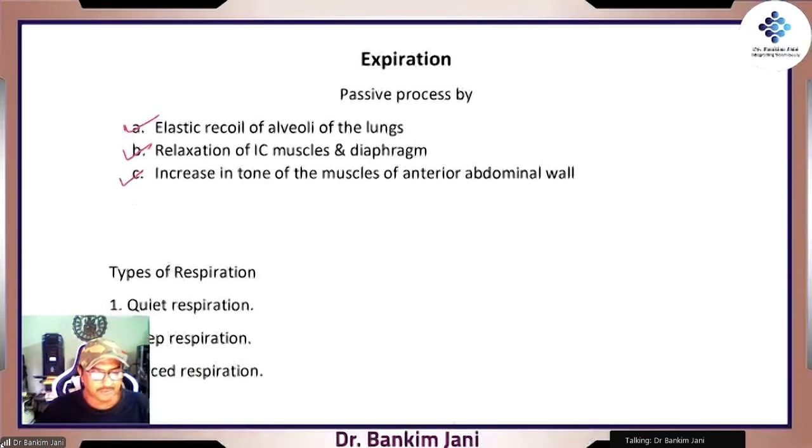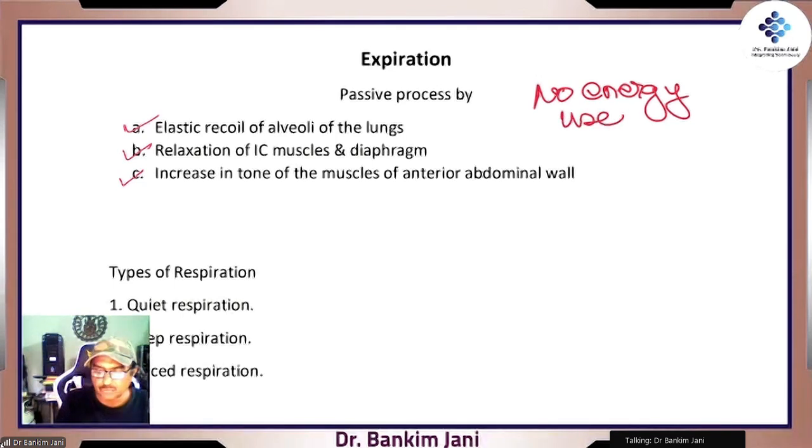Expiration is a passive process because of the elastic recoil of the alveoli of the lung. Lungs tend to collapse, they like to collapse, and that is called elastic recoil. Lungs would collapse, so no energy is used. Muscles are relaxing. The intercostal muscles and diaphragm which contracted are now relaxing, and when they relax, no energy is used. There is an increase in tone of the muscles of the anterior abdominal wall, which also contracts and throws the air out. That's why expiration is a passive process. No energy used.